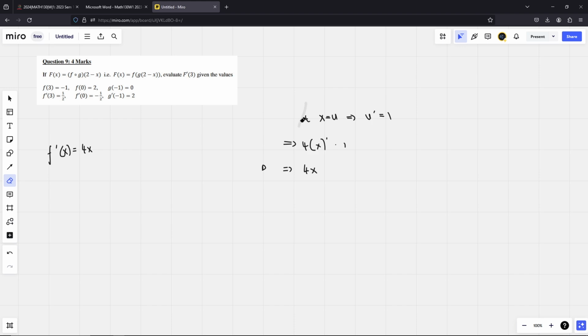So let me just get rid of all of this. That was a relatively easy example of the chain rule, but that's what we're going to need in order to solve this question. So firstly, let's write down what we have. We have that this big F of x is equal to f of g of 2 minus x. That's 2 brackets. So what do we want? We want F prime of 3.